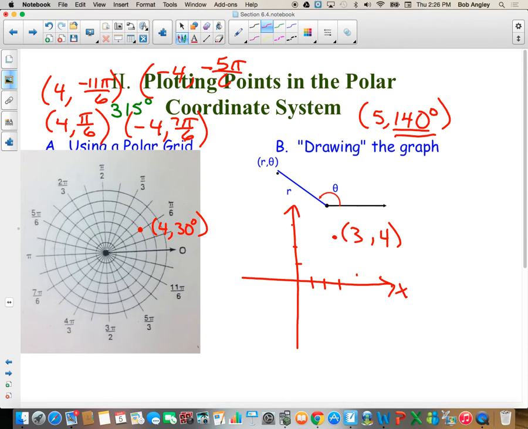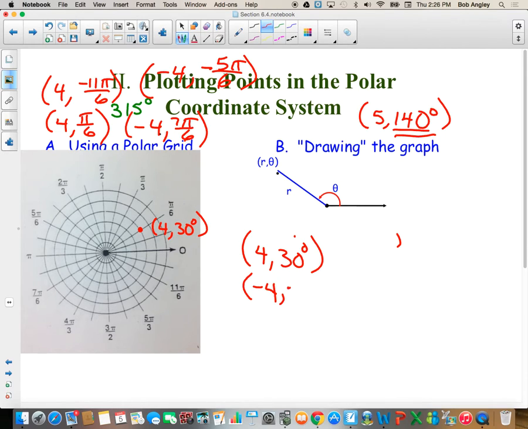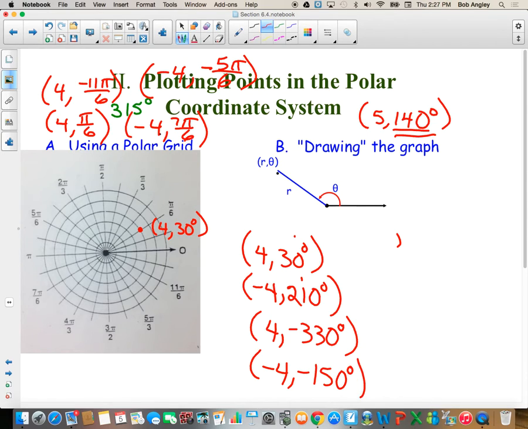And then I have all those in degrees. Okay, it's going to be easier to check them in degrees. As you were calling them out, I actually believe they're all right, unless I misadded something. All right, tell them to me in degrees now. 4, 30 degrees. All right, so that's the one we had. Negative 4, 210 degrees. 4, negative 330 degrees. Negative 4, negative 150 degrees. Okay, now all of these are right.